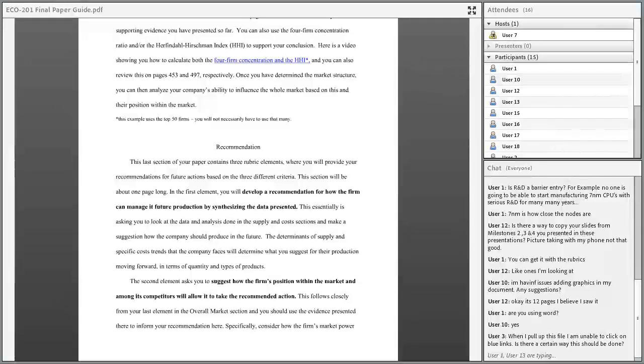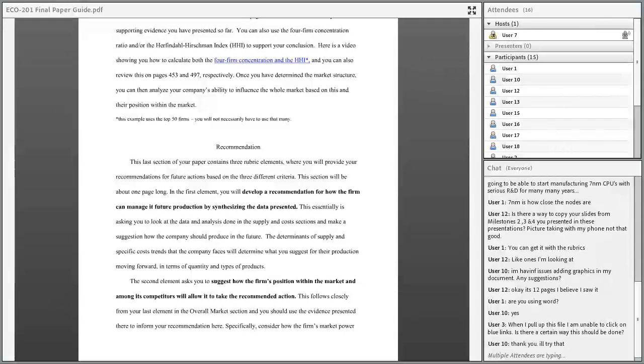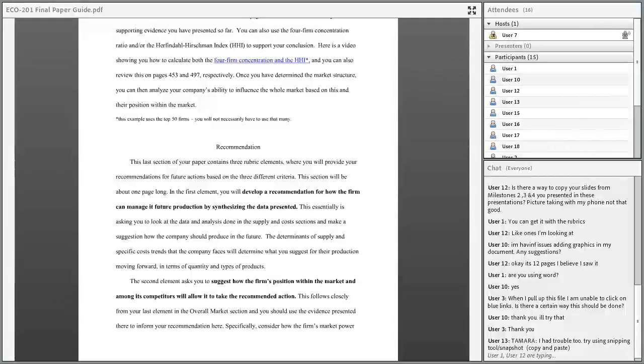Tamara says that she's having issues adding graphics in your document. Are the graphics images that you're trying to copy and paste? If you're opening them in Adobe, or if you have a Mac in Preview, you might want to make the image a little smaller, and then when you copy and paste it, it won't be quite as big in Word. But you should be able to paste it into Word with no problems.